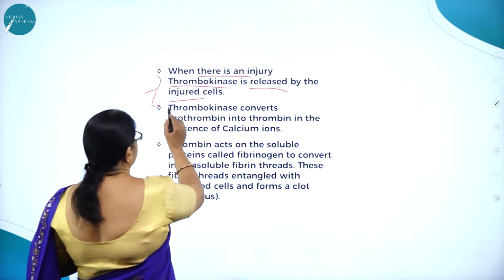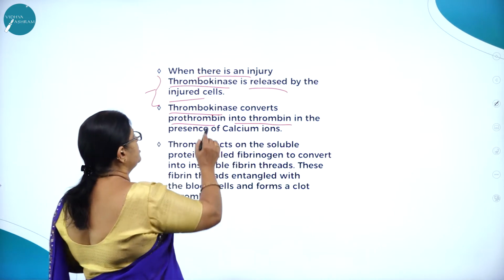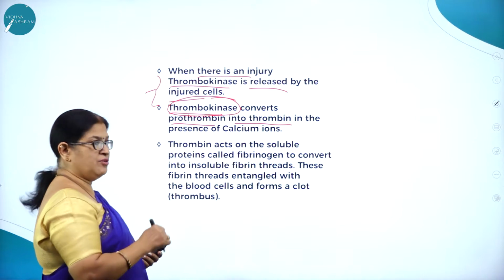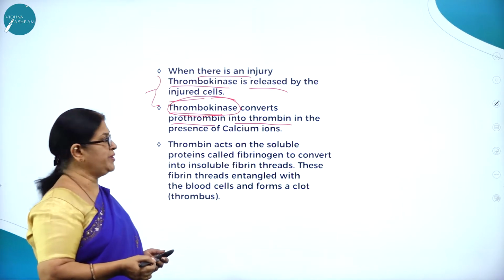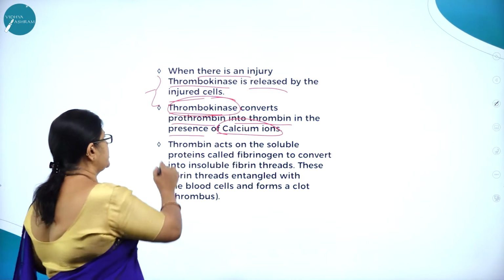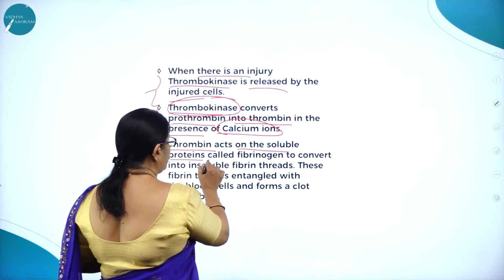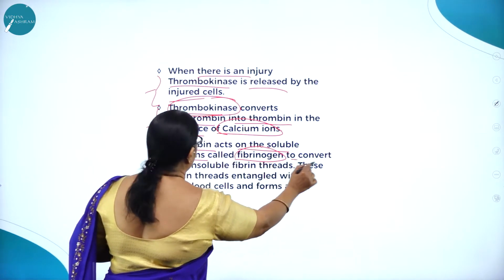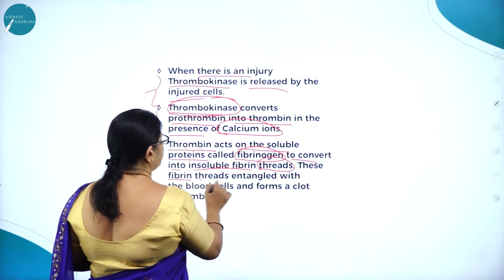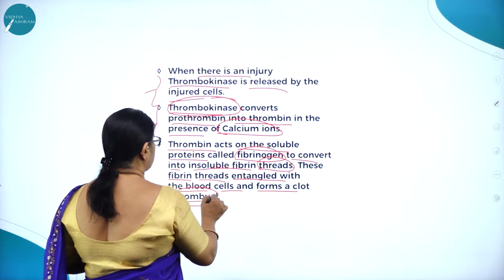Right? Next, thrombokinase converts prothrombin into thrombin. So what is the very function of this enzyme? To convert prothrombin into thrombin in the presence of calcium ions. Next, thrombin acts on the soluble proteins called fibrinogen to convert them into insoluble fibrin threads. These fibrin threads entangle with the blood cells and form a clot called thrombus.